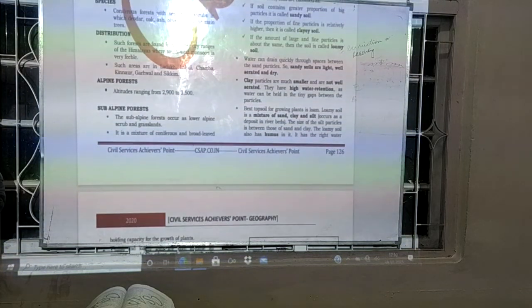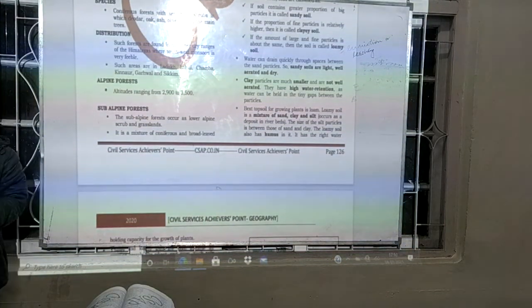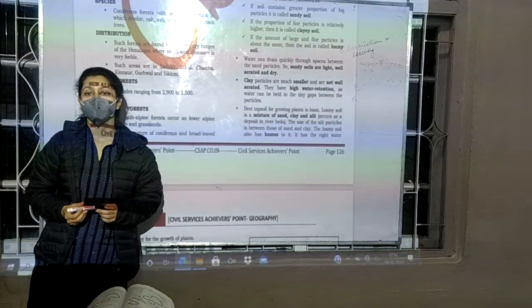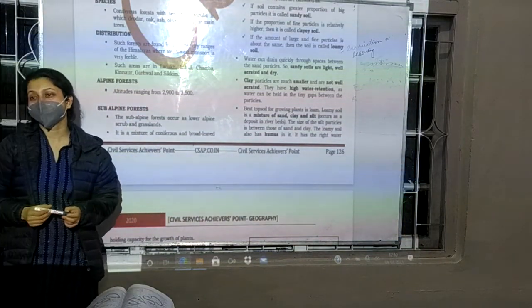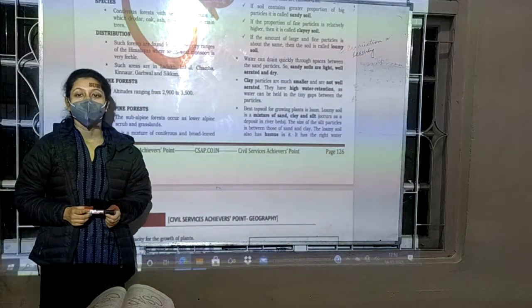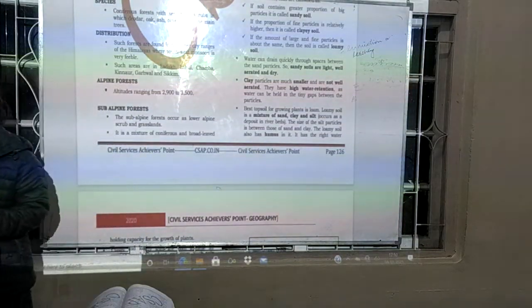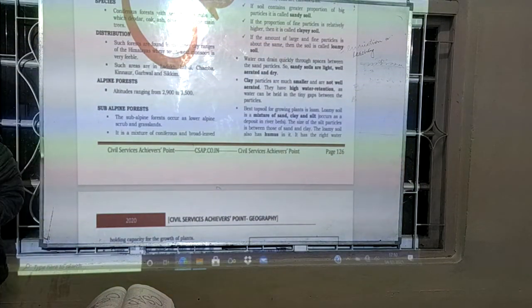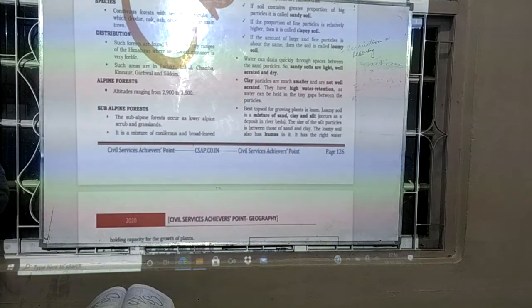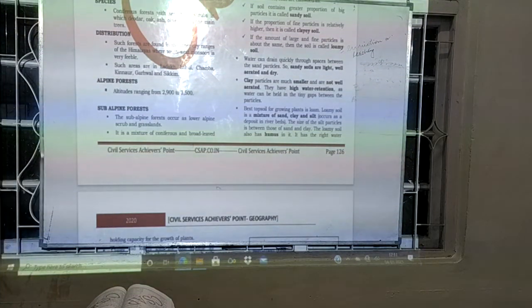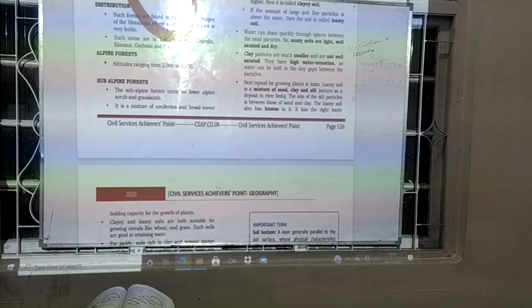So sandy soils are light, well aerated and dry. What is the meaning of aerated? Air. Well aerated. And clay particles are much smaller and not well aerated. They have high water retention. We all know this.